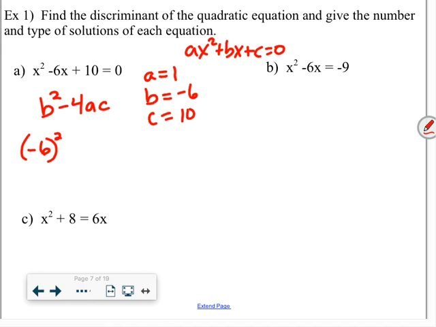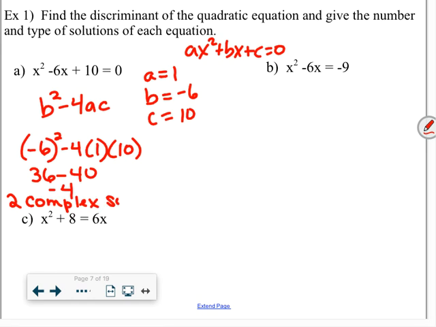Be careful, we have struggled this year with squaring negatives. A -6 times a -6, you need to know is a positive. And my discriminant is -4. Flip back to the front page and look at number 3 in the properties of the discriminant. It says if b squared minus 4ac is less than 0, that means negative, then it has 2 complex solutions.